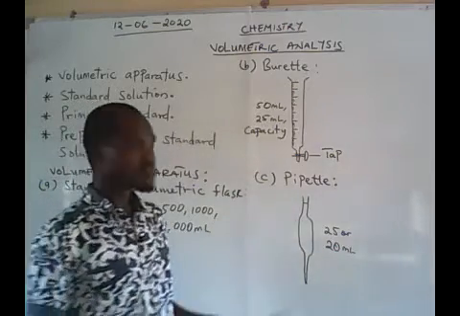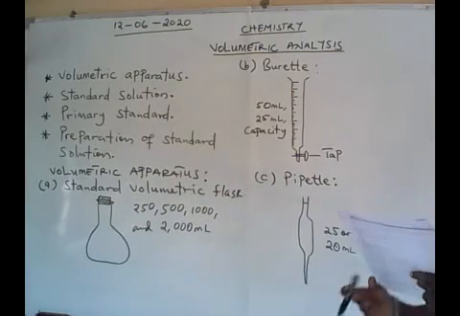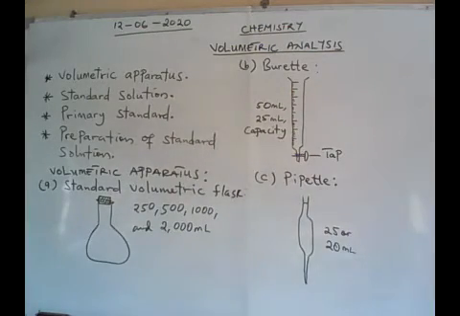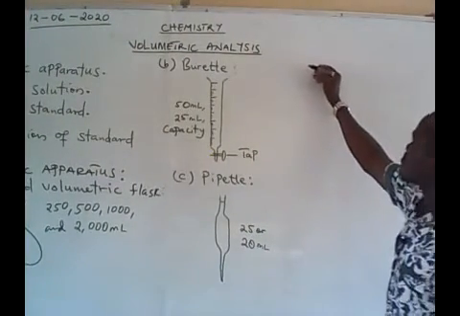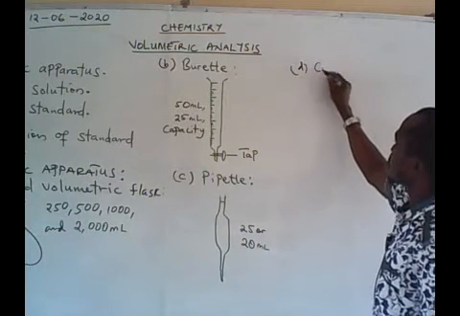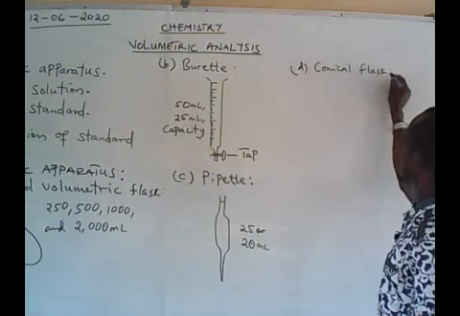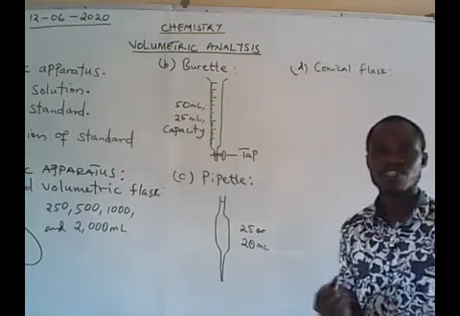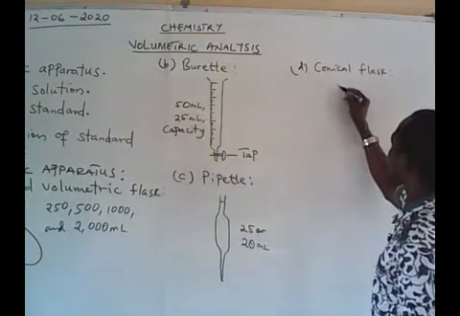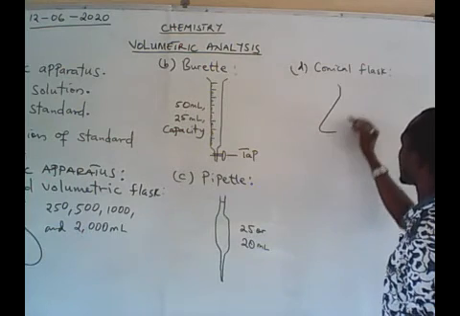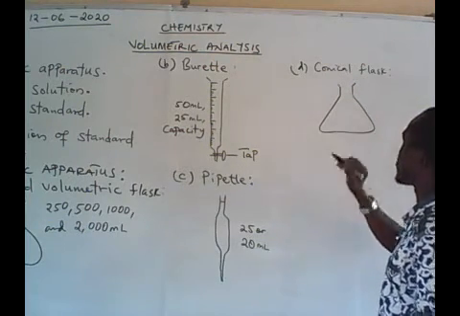The next one we're going to take a look at is the conical flask. Okay, so we have D, which is conical flask. What is it used for and how does it look like? The conical flask is something like this. We refer to it as the Erlenmeyer's flask, which is another name for it.